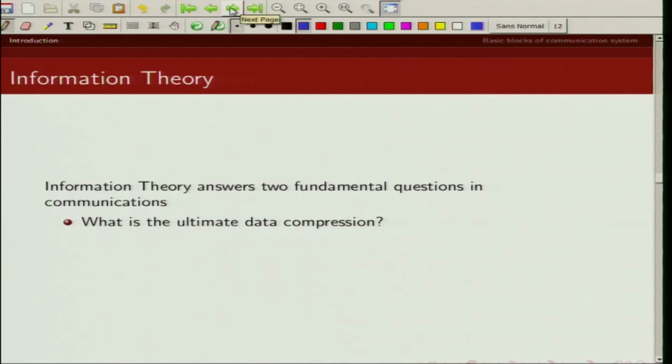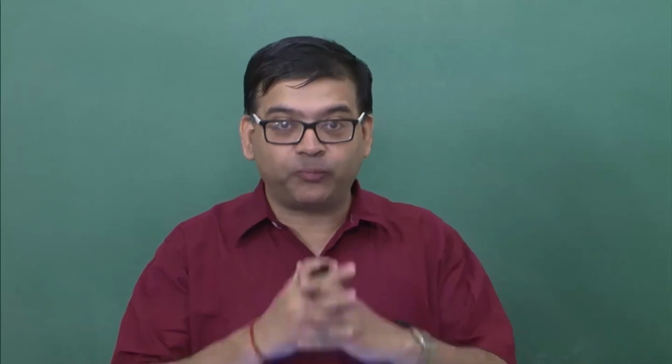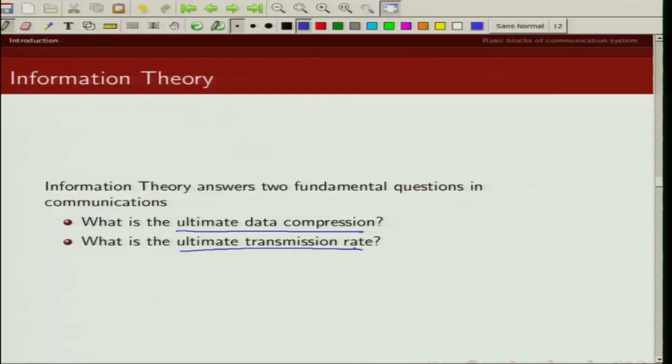Information theory answers 2 fundamental questions in communication. Number 1, what is the ultimate data compression that you can achieve? That is, given a source, what is the minimum number of bits required to represent the source? And the other question it answers is, what is the maximum rate at which we can transmit over a communication channel, and still at the receiver be able to reliably decode that message?